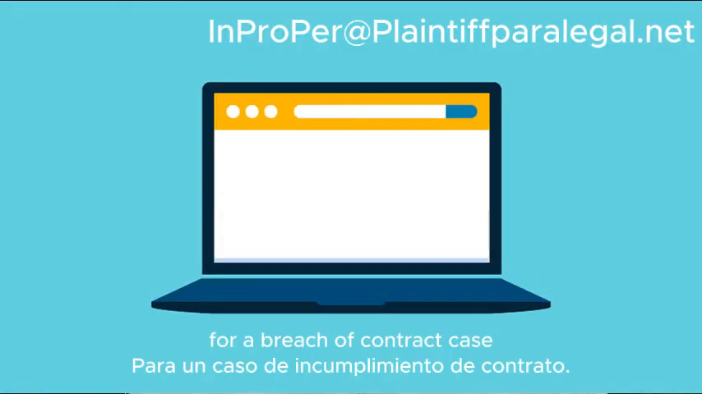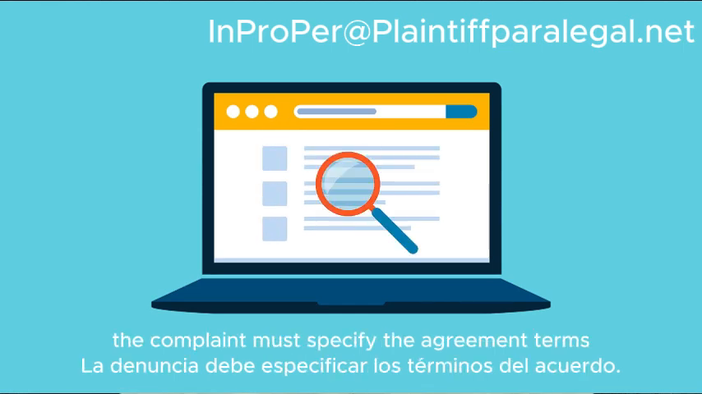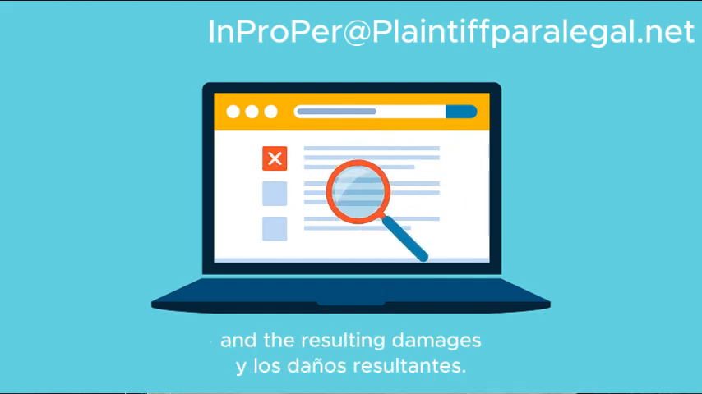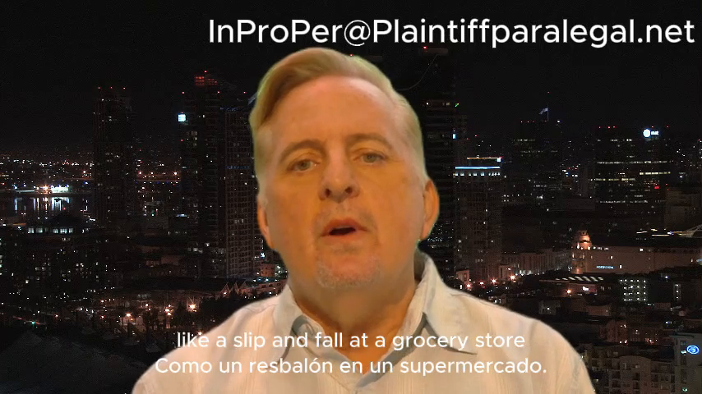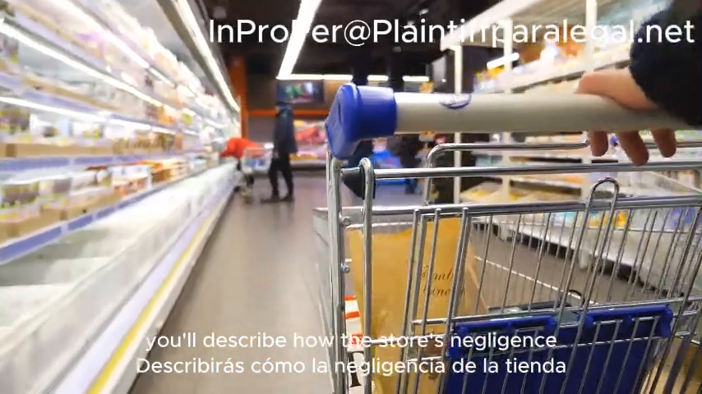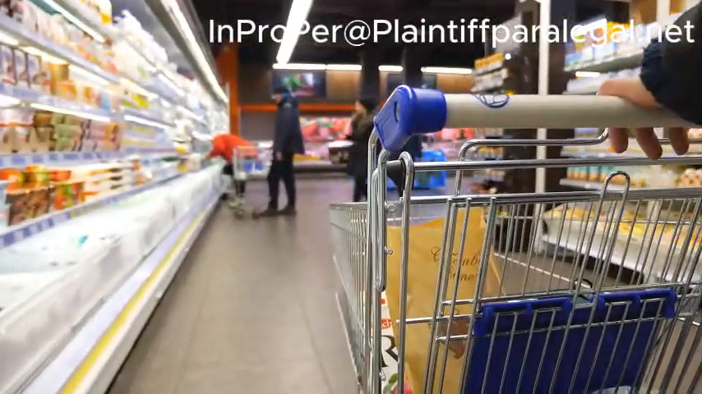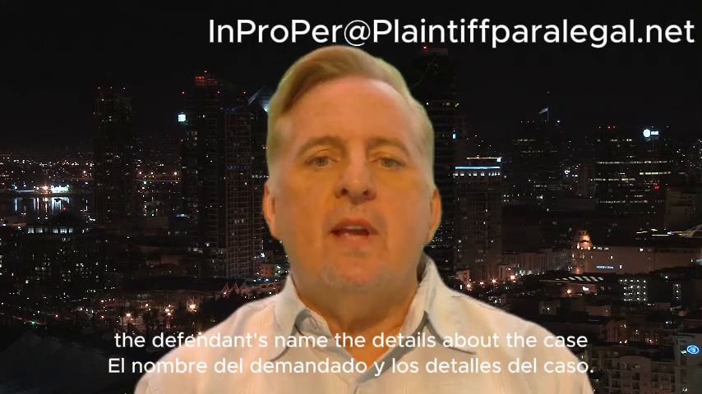For a breach of contract case, the complaint must specify the agreement terms, how the other party breached them, and the resulting damages. In a personal injury case like a slip and fall at a grocery store, you'll describe how the store's negligence caused your injuries and the cost you've incurred. Now, I made sure to include my name, the defendant's name, and the details about the case.